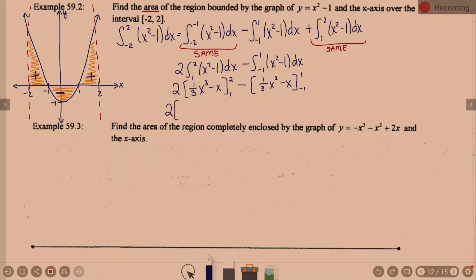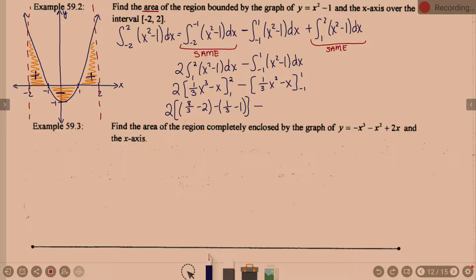2 times, let's see, plugging in 2 first of all. And that's going to be 8/3 minus 2, because 2 to the third is 8 divided by 3, so 8/3 minus 2. And then I'm going to subtract. Notice I'm putting this in parentheses. Now I'm going to plug in 1. 1 to the third times 1/3 is 1/3 minus x, so minus 1. That's my first plug-in. I didn't do any actual math there yet, but I'm just doing my plug-in.